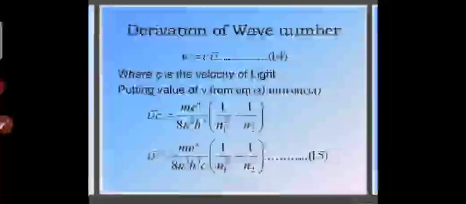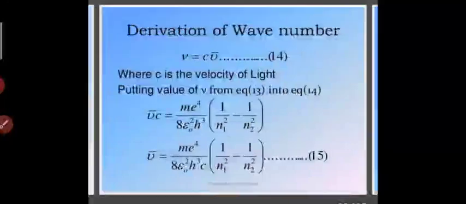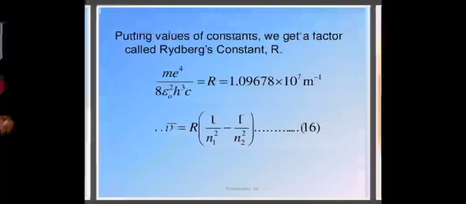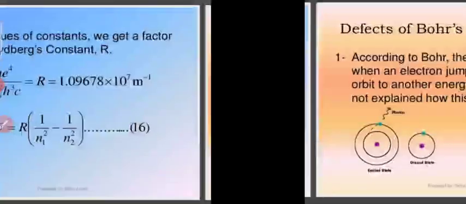From the frequency you can find out the wave number, because there is a relationship between the frequency and wave number. So frequency nu is equal to c into wave number, where c is the velocity of light. If I substitute this relation, I will get wave number is m e to the power 4 upon 8 epsilon naught square h cube c, in bracket 1 by n1 square minus 1 by n2 square. Putting the constant R, if we calculate that value of R, it comes out to be 1.09678 into 10 to the power of 7 meter inverse, and this R is nothing but the Rydberg constant.